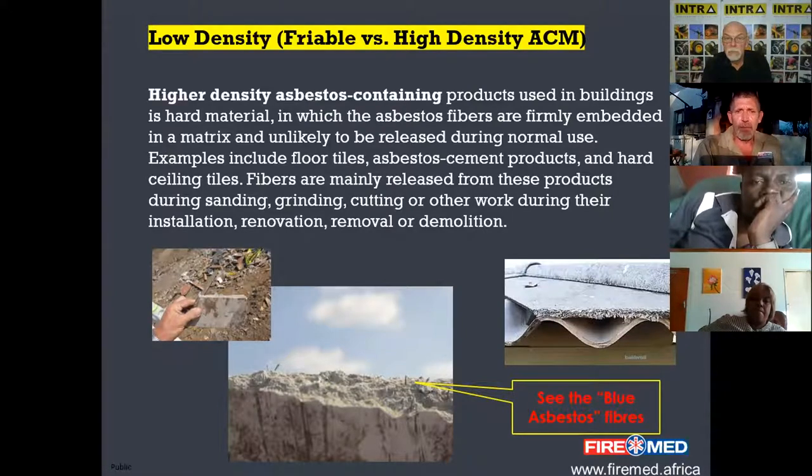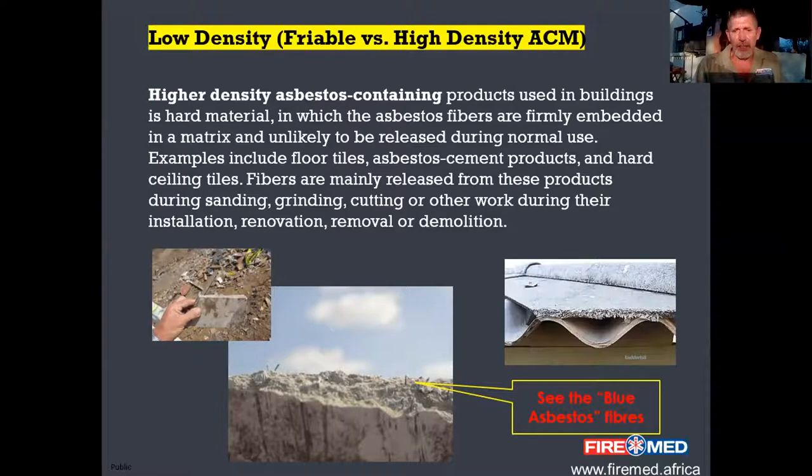Fibers are mainly released from the products during sanding, grinding, cutting work, when somebody does an installation of a light switch or something and they cut into a prefabricated building that's made of asbestos, that's when you're going to get the release. Drilling a hole to mount a wall picture or something. Now, if you have a look at the pictures, the one in the center has just been magnified and you can see the blue asbestos sticking through there. That was on a mine that I actually did an inventory on. And there, on the far right, you can see typically asbestos roof sheeting.